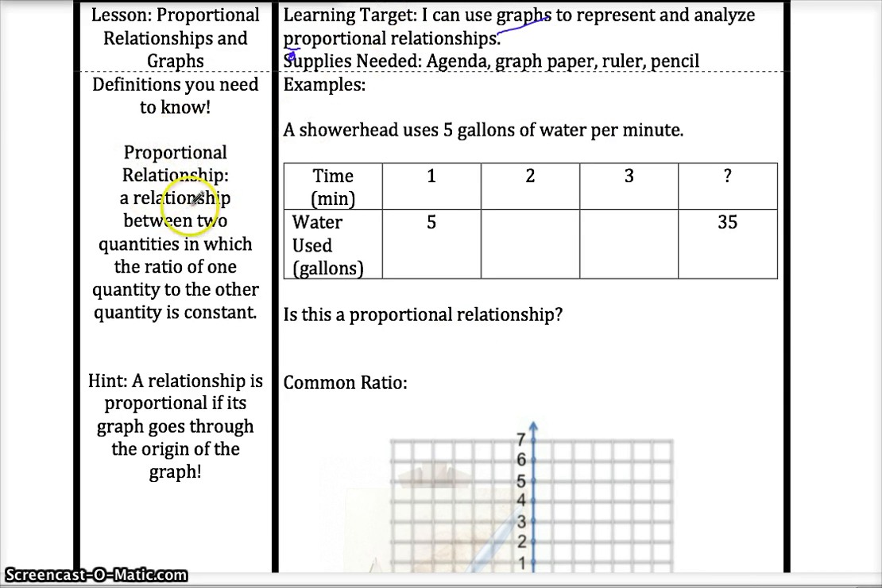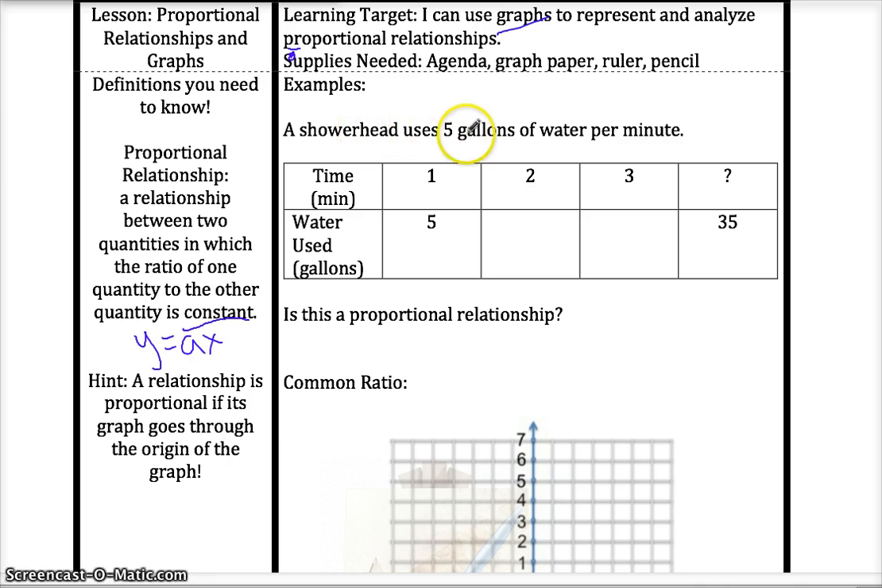of a proportional relationship. A proportional relationship is a relationship between two quantities in which the ratio of one quantity to the other quantity is constant. And remember that we represent that constant with the letter A in our formula y equals A times x. All right, so here's our first example.